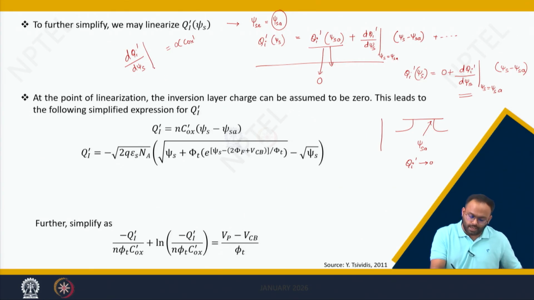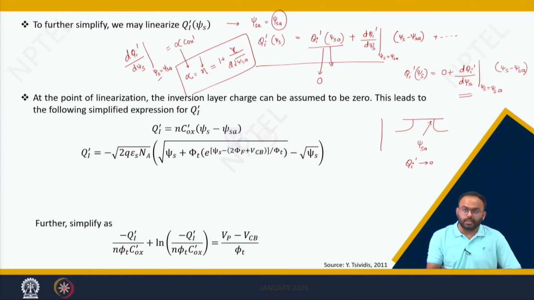We need to calculate this value at psi s equals psi SA. We have also discussed that alpha is nothing but n when you keep psi s equal to psi SA, or the expansion point is chosen as psi SA. So this alpha is now converted into n. Ultimately the linearization of Qi dash can be written as Qi dash equals n times Cox dash times psi s minus psi SA. Now let us see how we can simplify this equation and solve for linearization.